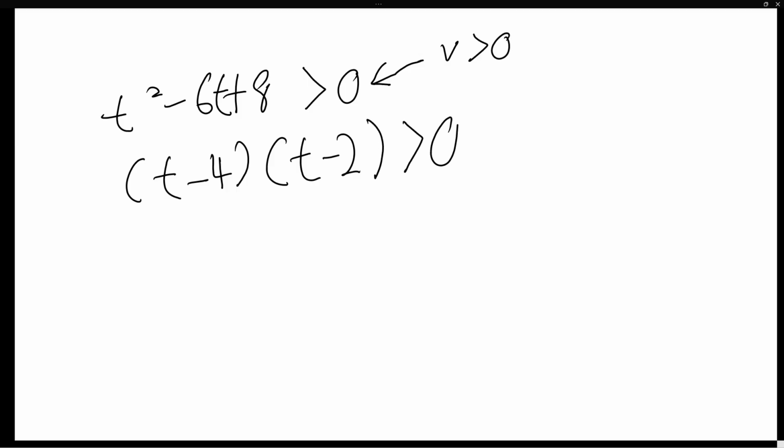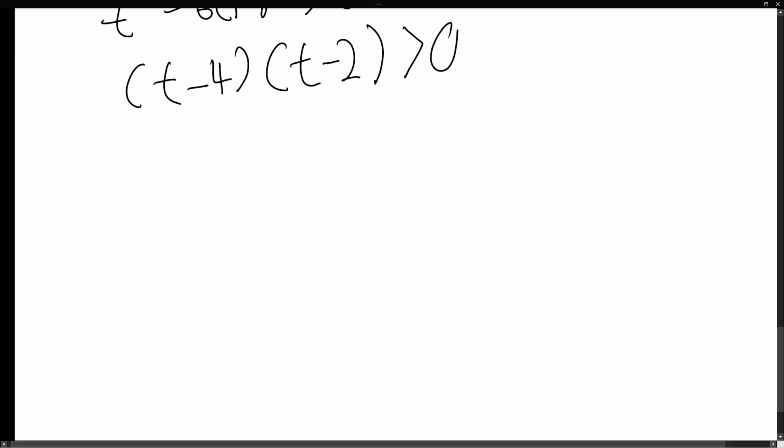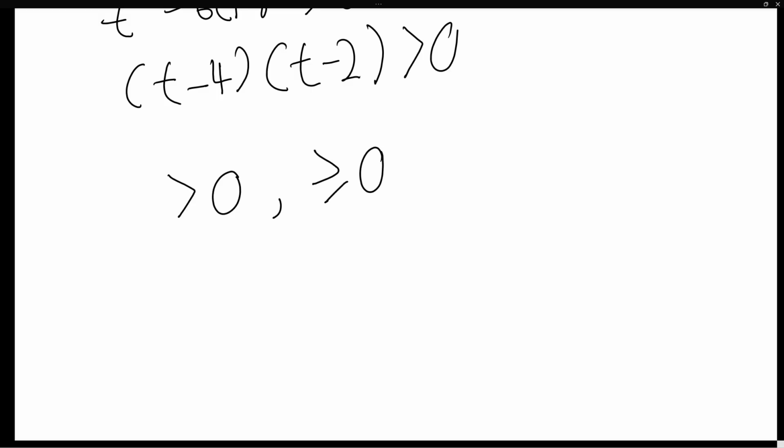Alright, so now we got this. Remember in Form 4 Chapter 2, we have learned this. I need to teach you guys a concept that you may have forgotten. When it's bigger than 0 or bigger than or equal to 0, you draw a quadratic graph, this is what we call the cup method. If it's bigger than 0, it will always be on the outside of the cup. So in this scenario, if it's t minus 4 and t minus 2, your two t values will be 2 and 4.